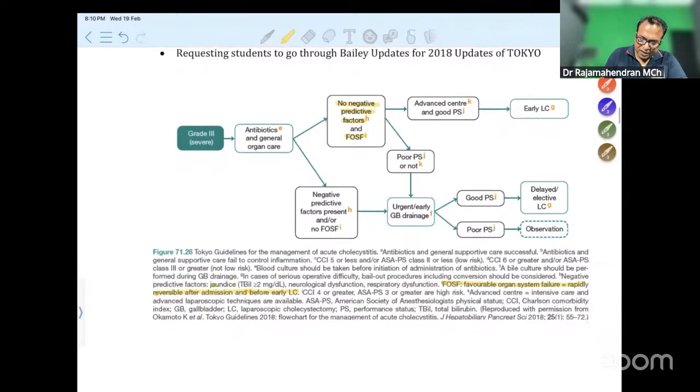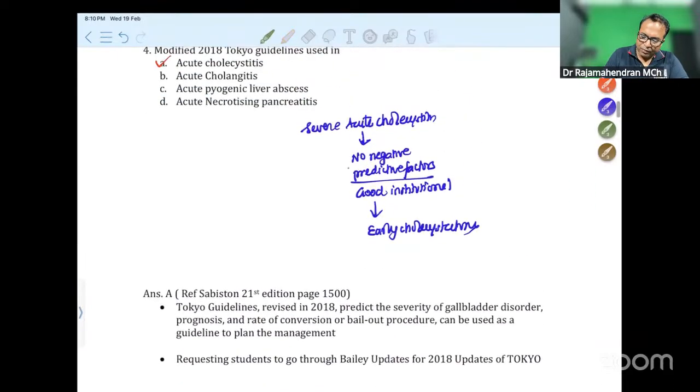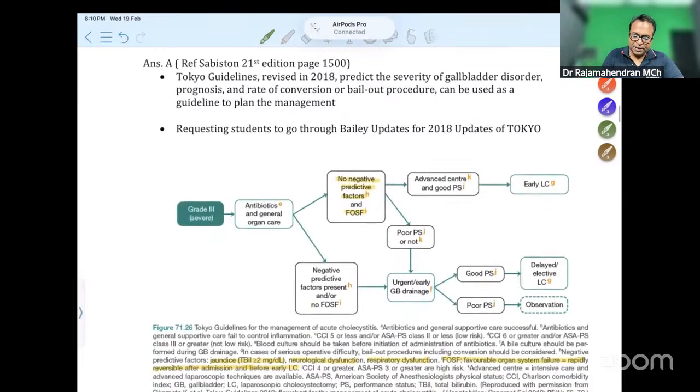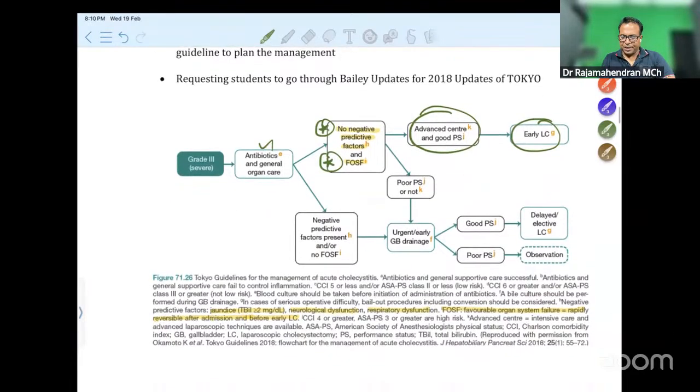So the negative predictive factors include jaundice, neurological dysfunction, and respiratory dysfunction. Don't forget, the negative predictive factors are jaundice more than 2 milligrams per deciliter, neurological dysfunction, and respiratory dysfunction. If these three are not there, or if they are present and reversible within 24 hours, we can go for early cholecystectomy. This is according to this table. You can see antibiotics and general care, no negative predictive factors, favorable organ system failure, good performance score and advanced center, you can go for early lap cholecystectomy. This is a very important point.